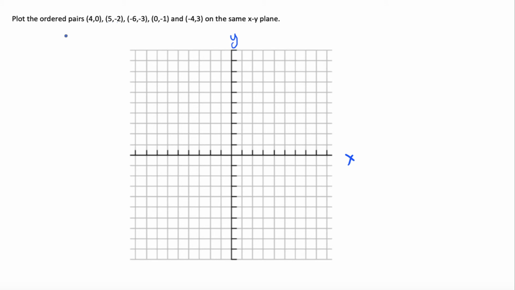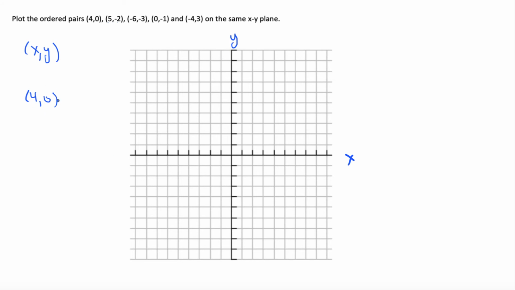So let's say we want to plot this point (4, 0). What does that mean? Remember, in every ordered pair, the x value always comes first. So pretty much these are like directions. When we go to the right, this is the positive x direction. To the left, the negative x direction. When we go up, that will be the positive y direction. When we go down, that is the negative y direction.